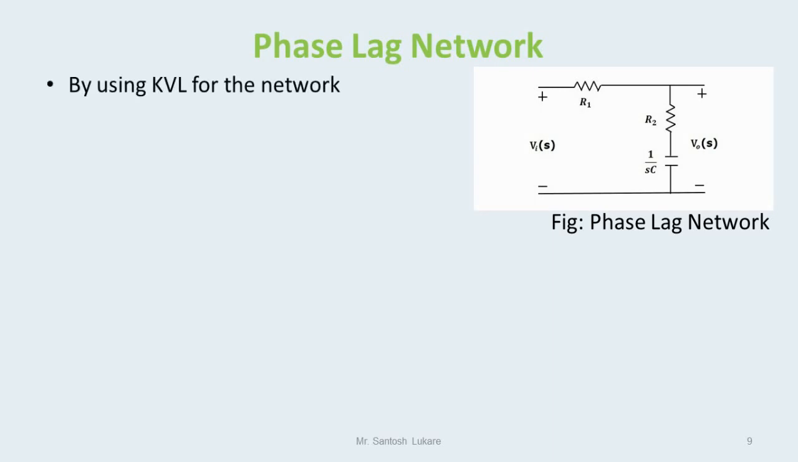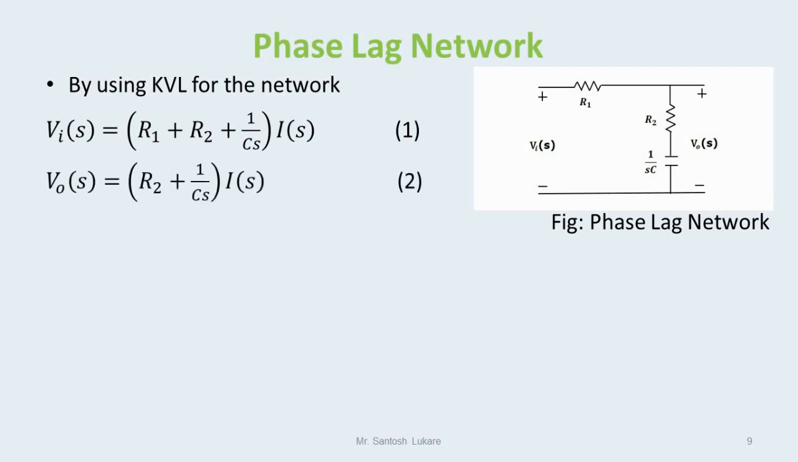So by applying Kirchhoff's voltage law for the given network, we have the input voltage Vi of S equal to R1 plus R2 plus 1 by Cs, into I of S. It is just the addition of the impedances of the resistor R1, R2 and the capacitor C, multiplied by the loop current I of S. This is equation 1. Similarly, the voltage across the series combination of capacitor C and the resistor R2, which we call the output voltage, is given by Vo of S equal to R2 plus 1 by Cs, into I of S. So we have the equations for the input voltage and the output voltage.